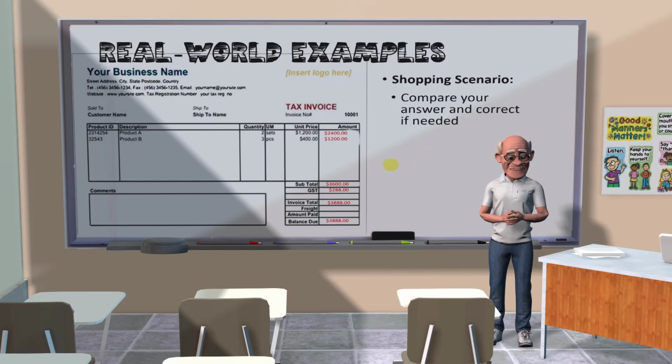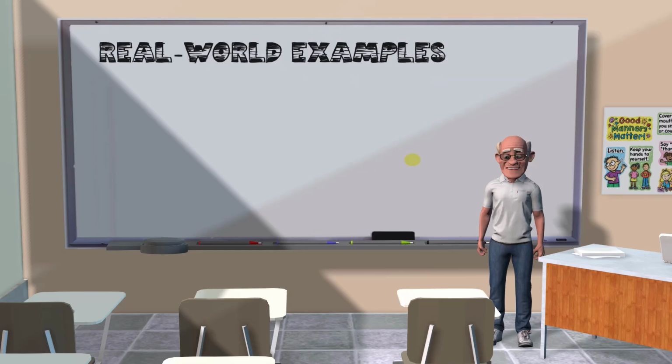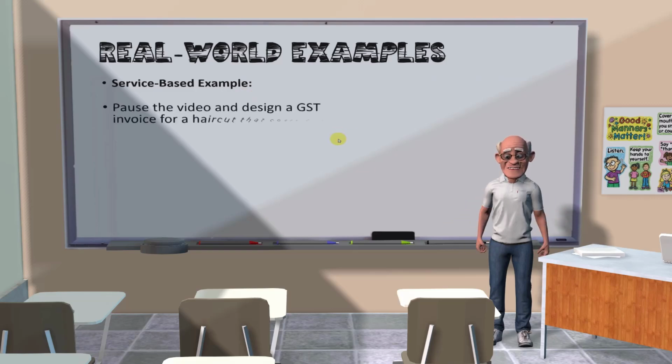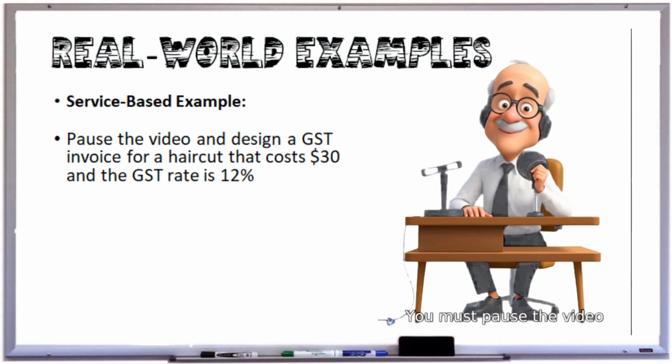So if you are correct and there's no problems, let's move on to the next one. Once again, a real world example, but this time we're going to be looking at a service-based example. Once again, let's pause the video and design a GST invoice for a haircut that costs $30, and the GST rate is 12% this time. Wow, this is quite a task. Anyhow, guys, pause the video, do it, and then we'll compare the answer again at the end.